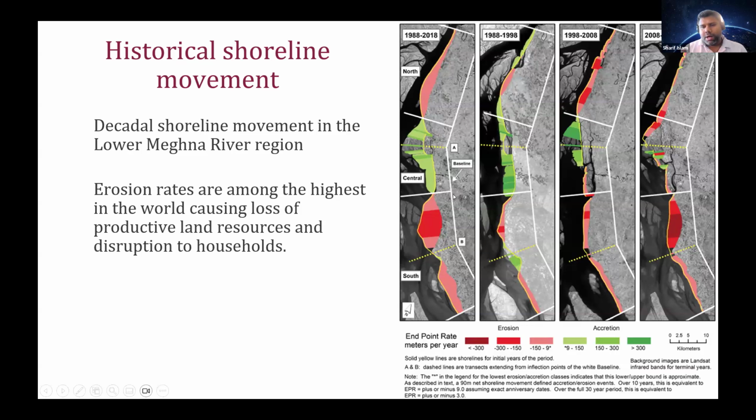This shows the pattern of historical shoreline movement, how the shoreline is moving. One thing I would like to mention is that this dark red area means the erosion rate is more than 300 meters. If you think about, for example, coastal erosion in the US, is it 10 meters, 20 meters? It's actually not. In most places, it's not more than 1 meter per year. But I'm talking about 300 meters per year. Because of that, many people are being displaced every year.